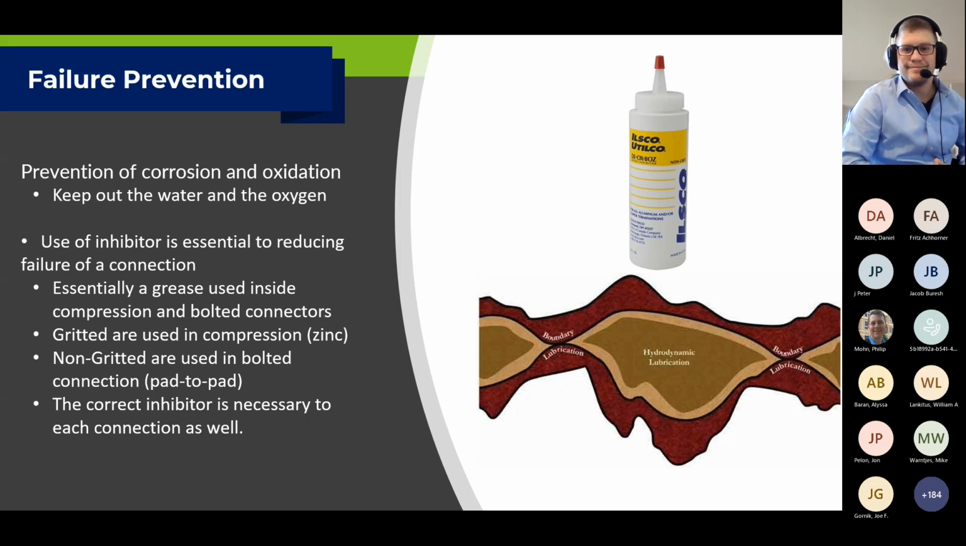Yeah, no problem. On the weep holes, it's a good idea to drill them after you've done your compression. Because if you have a weep hole pre-drilled, when you start doing your compression, it'll just squeeze all the inhibitor out of the weep hole. Absolutely. Thank you for that.